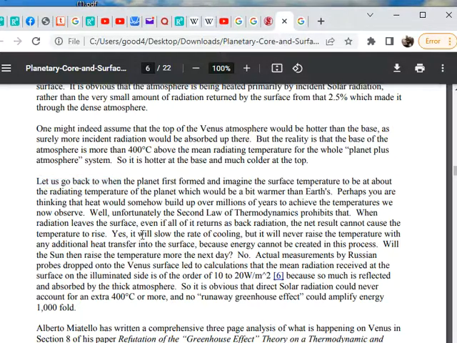Let's go back to when the planet first formed and imagine that the surface temperature to be about the radiating temperature of the planet, which would be a bit warmer than the Earth's. So he's imagining that instead of this being 700 degrees Celsius, or let's call it 700 Kelvin, and 300 Kelvin over here, he's imagining that the surface there is 300 Kelvin, and let's see where he goes from there.